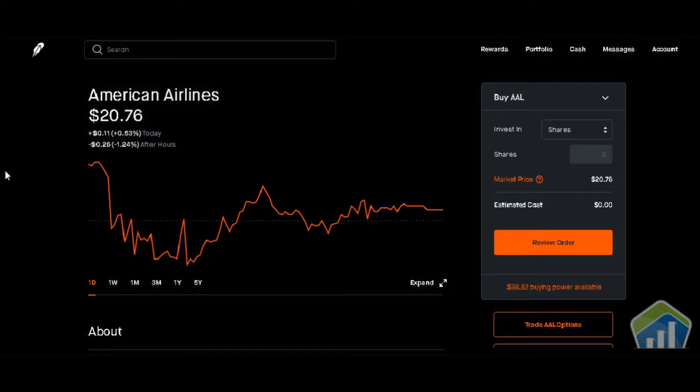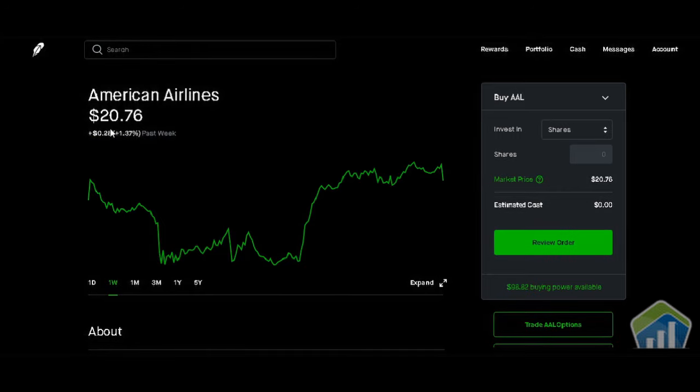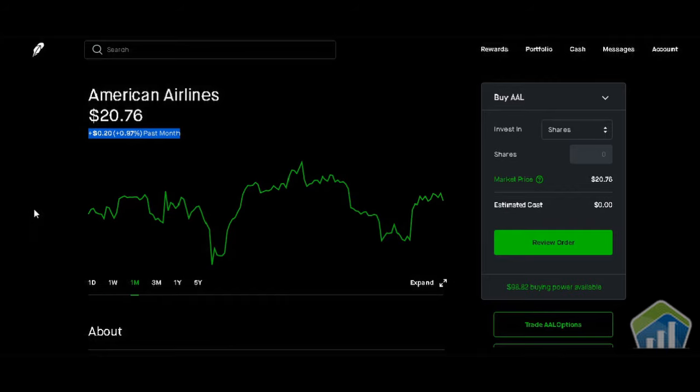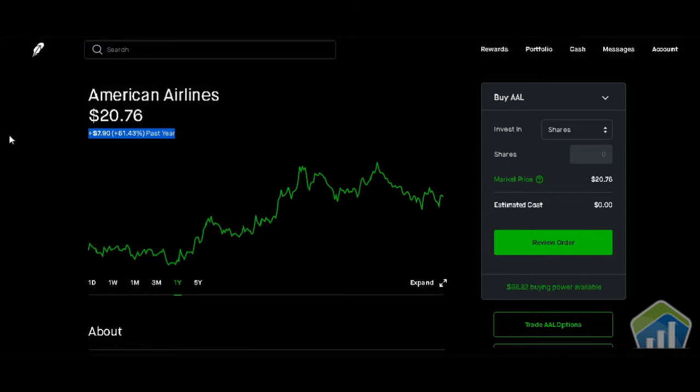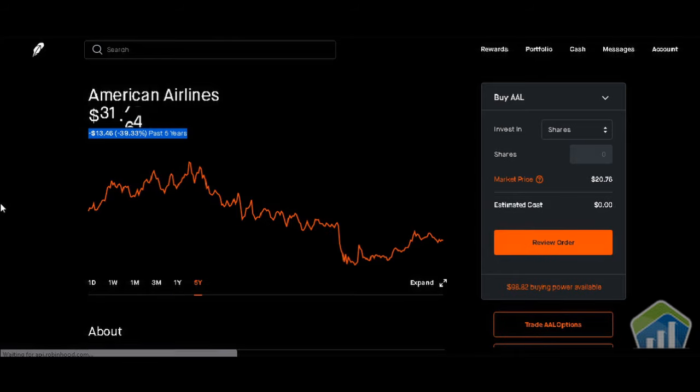So we're going to run through the stock really quick. As you can see, this is the daily chart, and as of last Friday, we're up positive 11 cents or positive 0.53%, right? After hours, down 26 cents or negative 1.24%. The weekly chart says that we're up 28 cents or positive 1.37%. The monthly chart says that we're up 20 cents or positive 0.97%. The 3-month chart says that we're down 64 cents or negative 2.99%. The 1-year chart says that we're up $7.90 or positive 61.43%. And the 5-year chart says that we're down $13.46 or negative 39.33%.